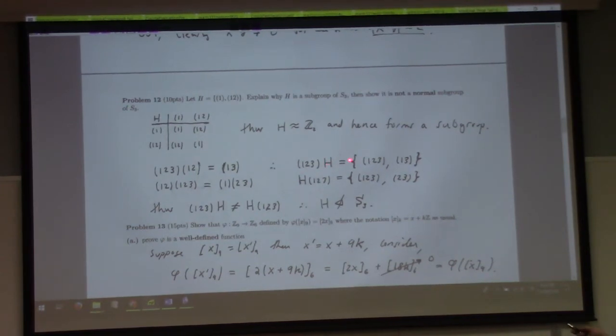So (1 2 3) on H gives me that. H on (1 2 3) gives me that. These are not equal, therefore H is not normal.